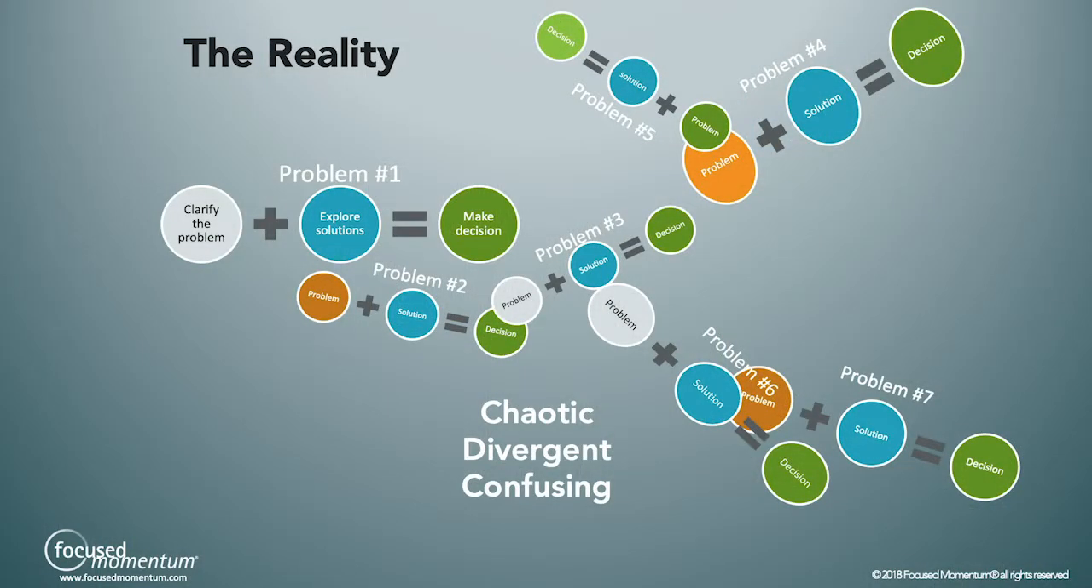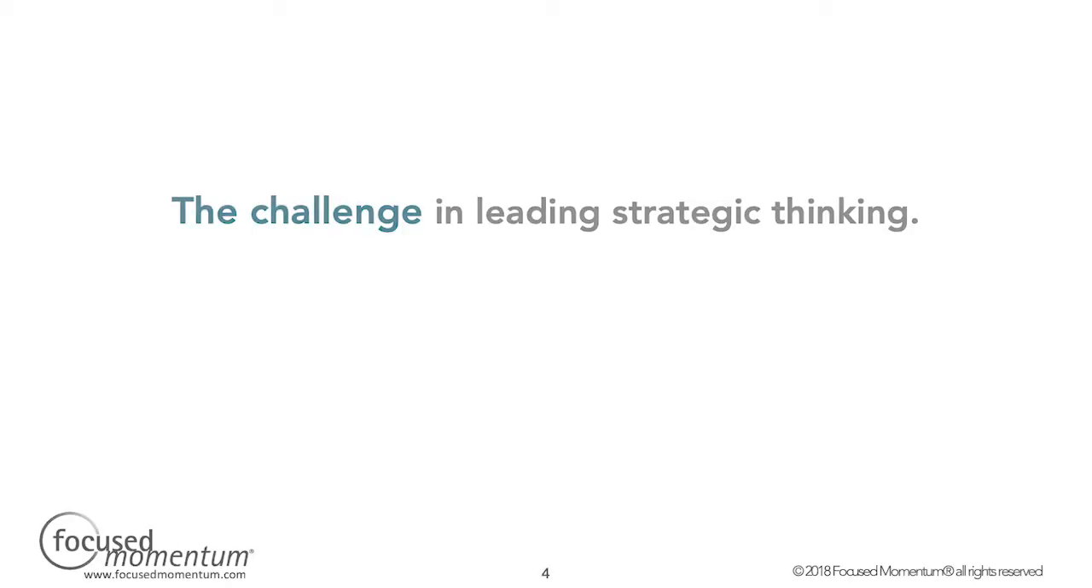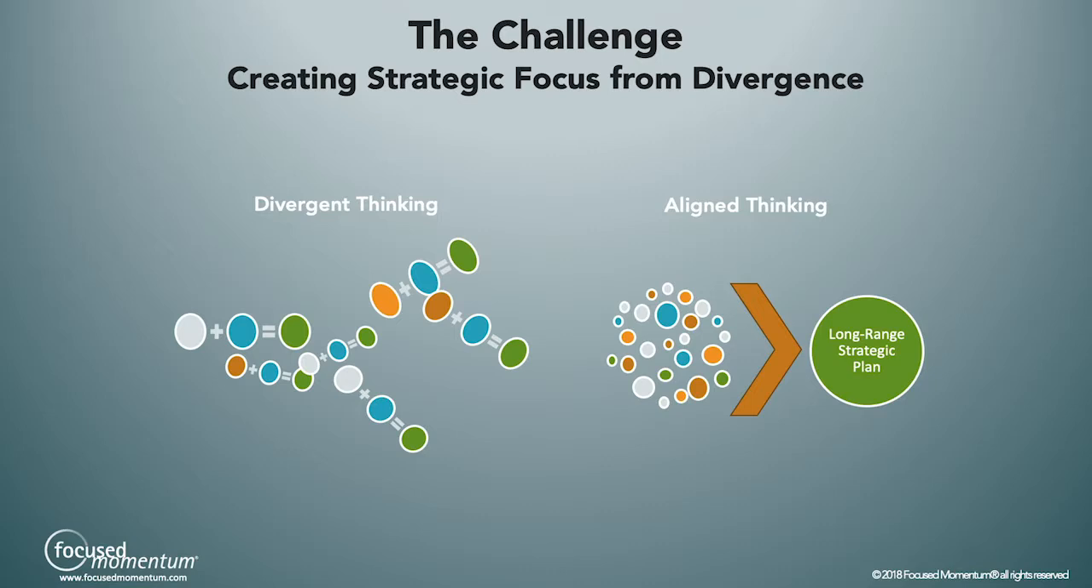The reality is that problem solving is limiting your ability to think strategically. If you use problem solving as your primary technique for doing your long-range planning, you will end up with thinking that is divergent and often is chaotic and confusing. You don't end up with a strong strategic plan that guides focused implementation. So the challenge in your strategic planning is to prepare for taking divergent thinking and align it towards a common end destination.